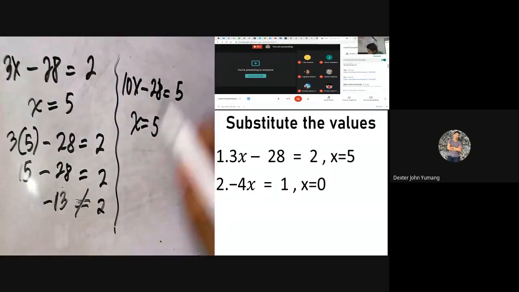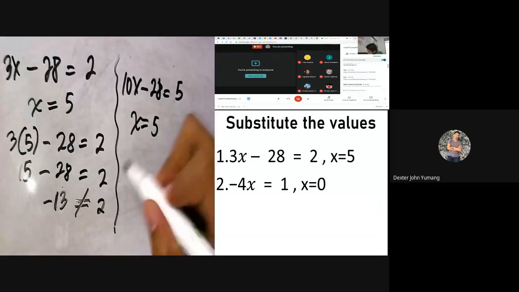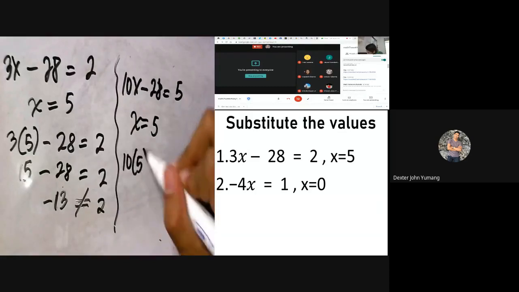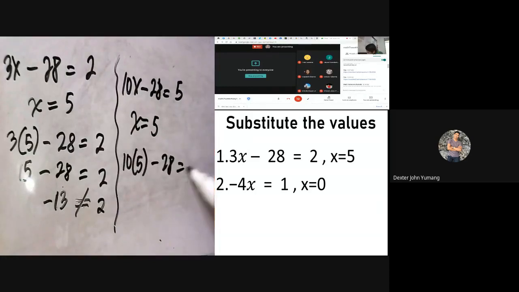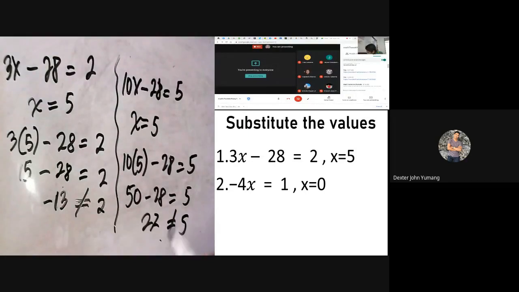So let's reveal. Replace x with 5. So 10 times 5 minus 28 is equal to 5. Next, 10 times 5 is 50. Minus 28 is equals to 5. You have 50 pesos, and you owe 28. So that is positive 22, not negative. It's not equal. Your answer of not equal is correct.